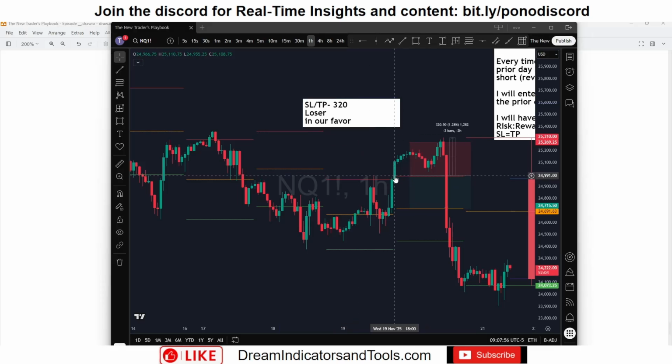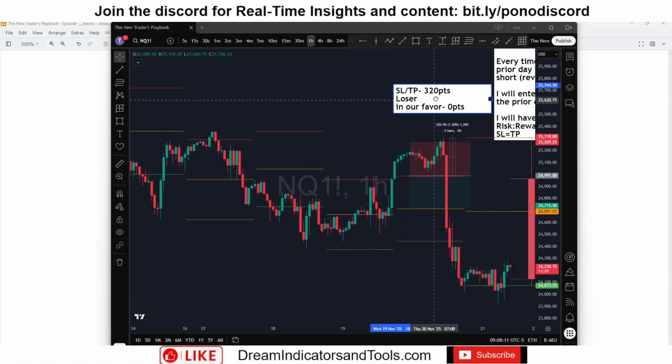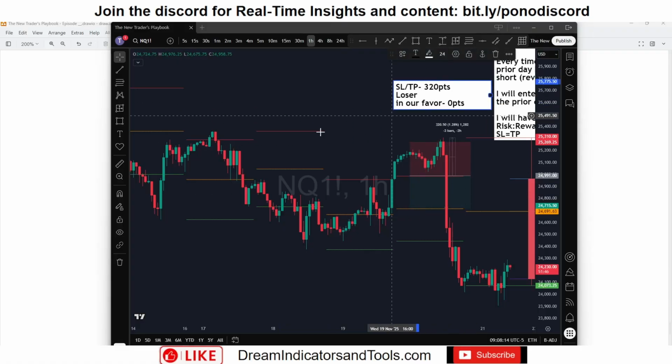Well, as soon as price came up here and it crossed over, we never got into the green area, which would be in our favor. So in this case, price went directly to our stop loss and it went 0 points in our favor. So now we've got this specific day set up. Boom, done, perfect.